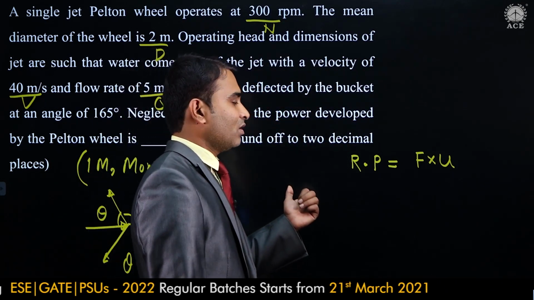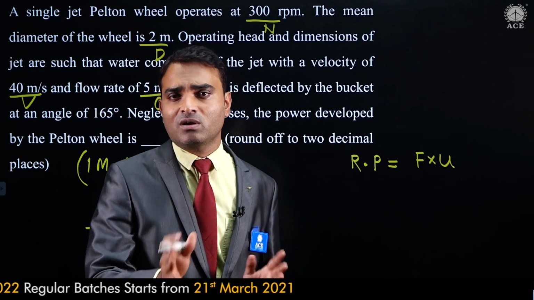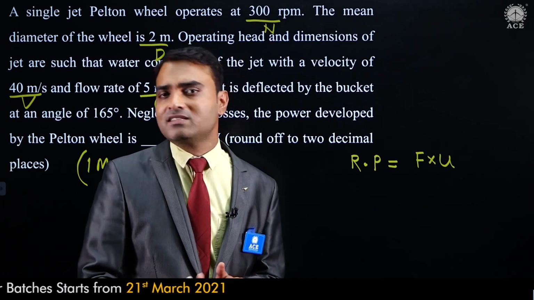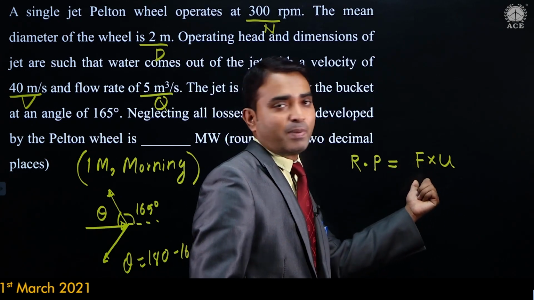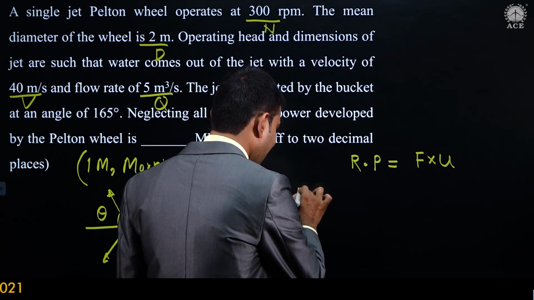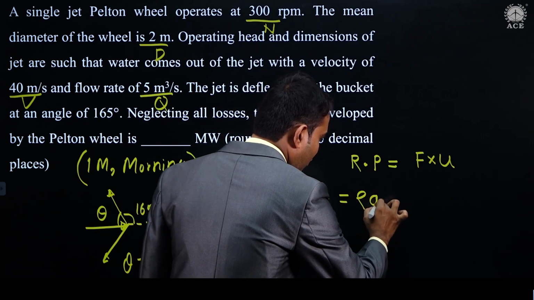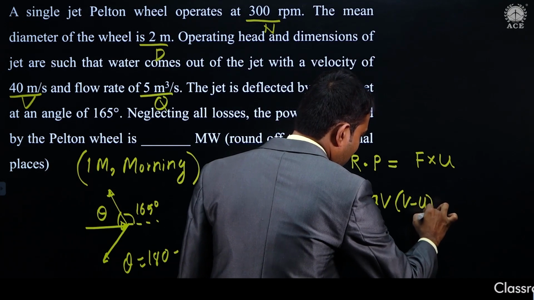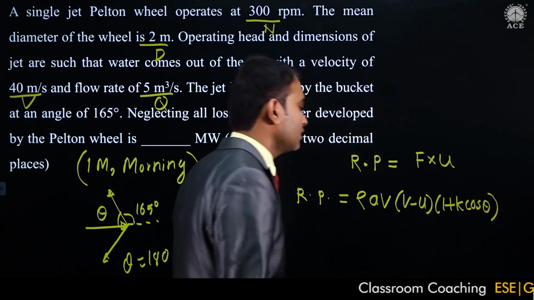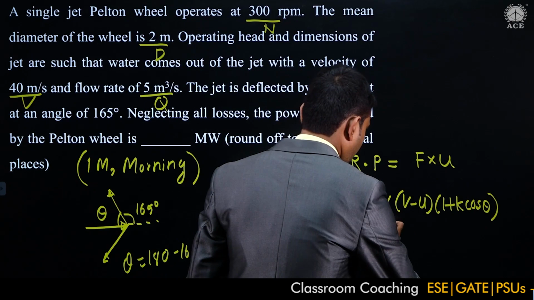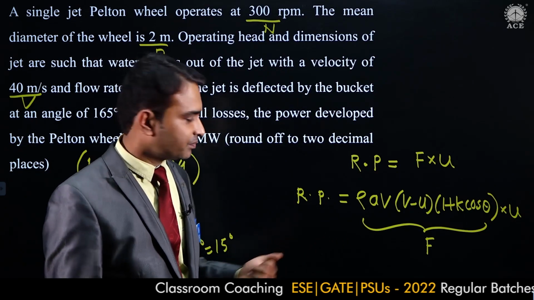Please remember, while solving questions for a Pelton turbine, in most cases it is not required to draw velocity triangles. If you go into velocity triangles, your calculations become difficult. The only thing you have to remember for a Pelton turbine is the impact force formula, which we derived in the class. Impact force equals rho A V into V minus U into 1 plus K cos theta. So impact force F into U is the runner power.